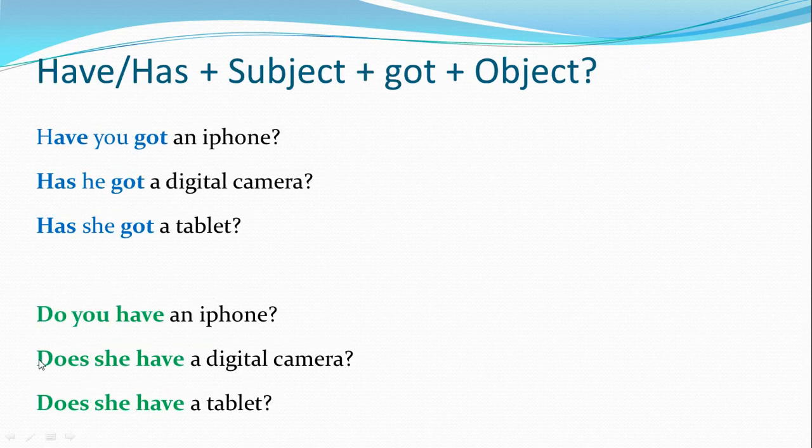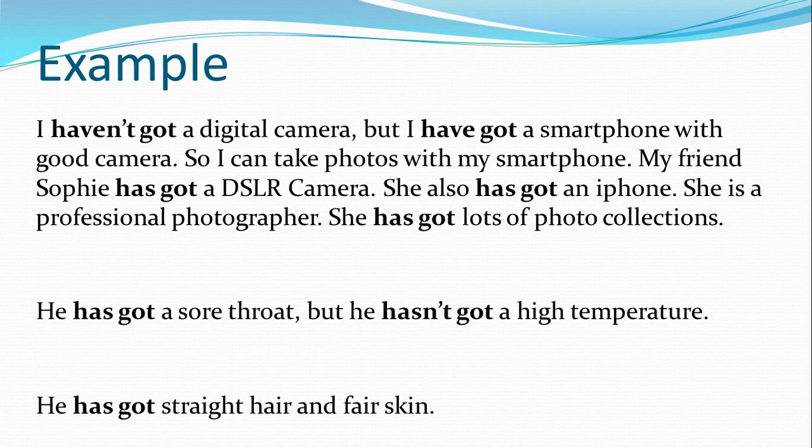And also in the interrogative sentence, the difference here: have you got? And here, do you have? Okay, like that. I think it's easy. Another example. I haven't got a digital camera, but I have got a smartphone with a good camera, so I can take photos with my smartphone.